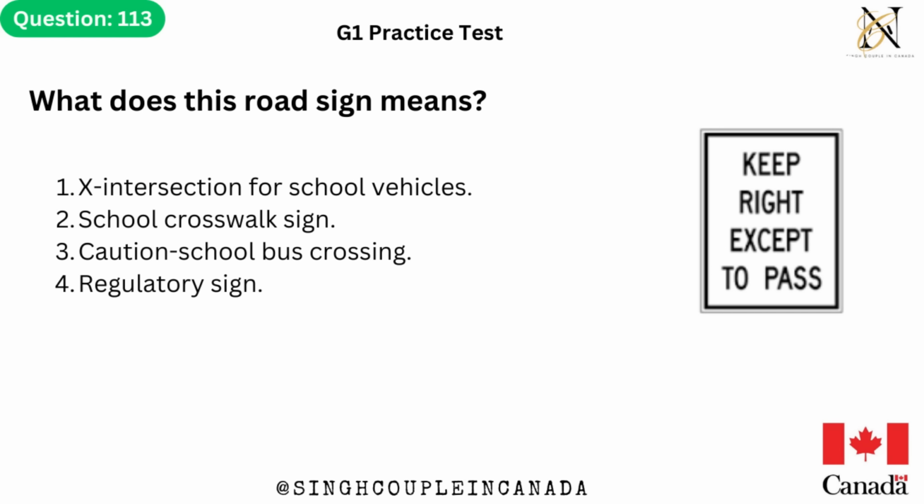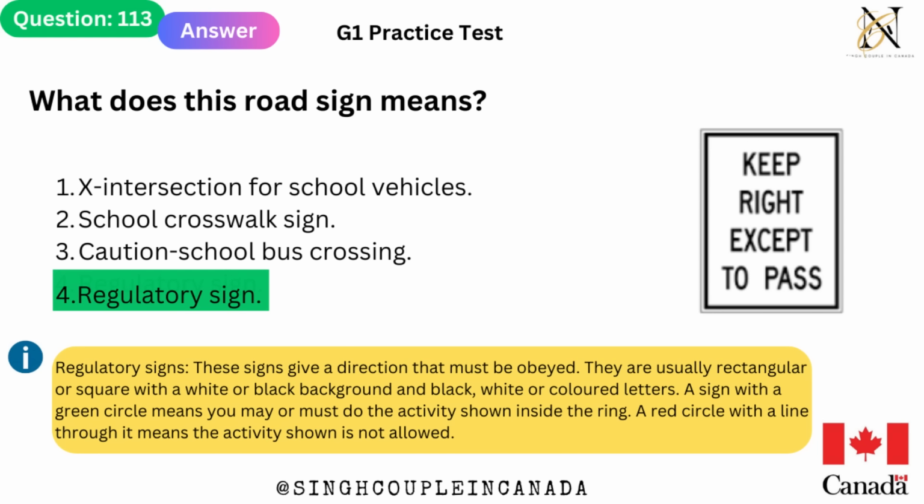What does this road sign mean? 1. X intersection for school vehicles. 2. School crosswalk sign. 3. Caution, school bus crossing. 4. Regulatory sign. The answer is 4, regulatory sign.